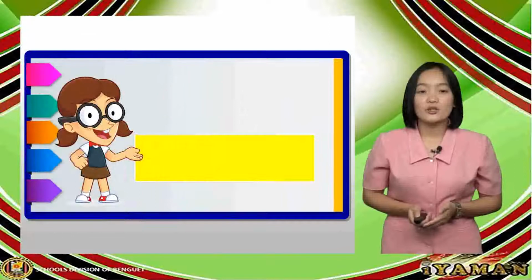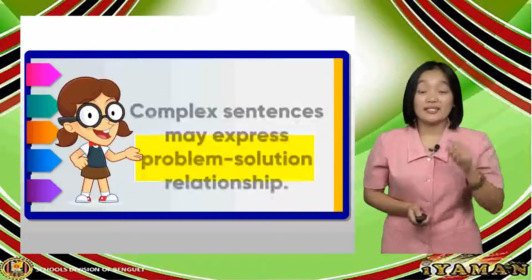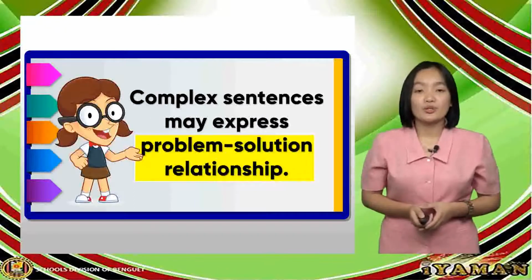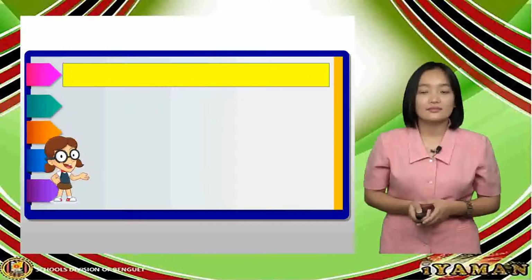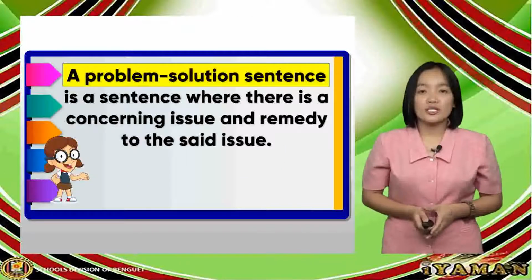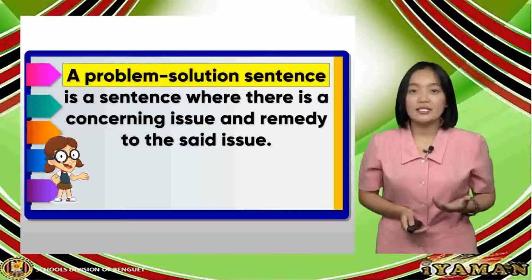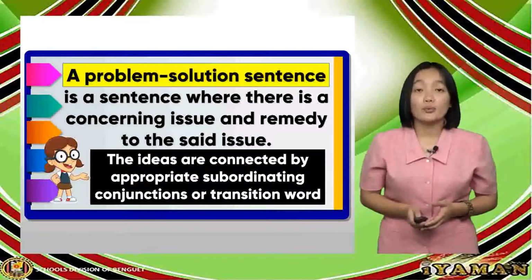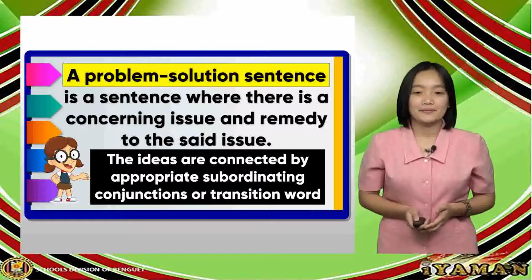Now, let's proceed to "What is it." Here is the big idea. Complex sentences may express problem-solution relationship. A problem-solution sentence is a sentence where there is a concerning issue and remedy to the said issue. The ideas are connected by appropriate subordinating conjunctions or transition words.